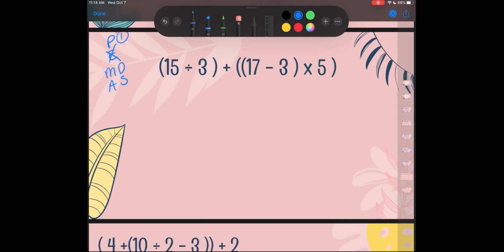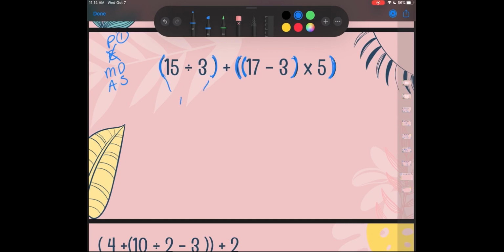All right, first step is always parentheses. Look at your parentheses. I've got 15 divided by 3 in parentheses. I've also got the other half of my problem written in parentheses. But in those parentheses, I still have to follow PEMDAS. I still have to do them in order. So I should always look for parentheses inside my parentheses and do those first.